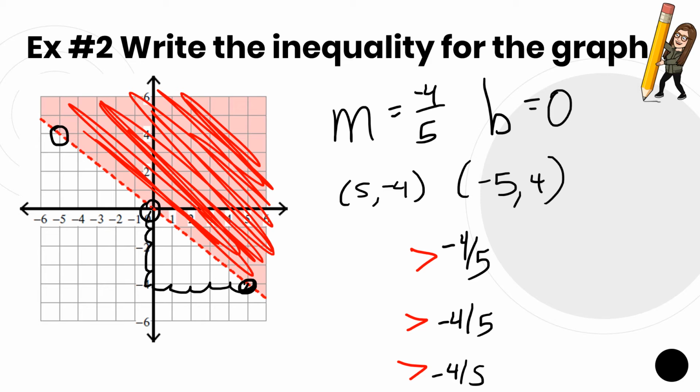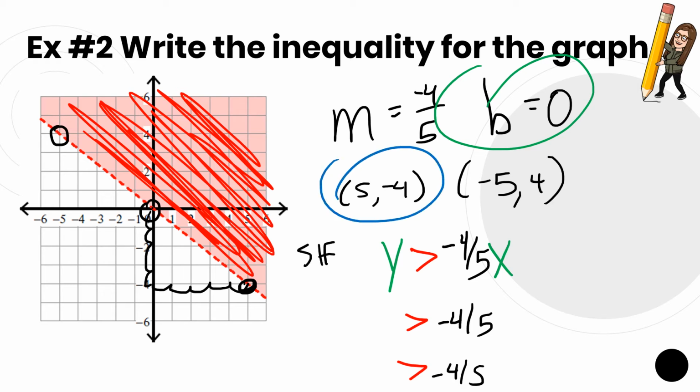So instead of equals, I put greater than. Now, if I choose the y-intercept, then it would say y is greater than -4x plus 0, but I don't need to write the plus 0. That's slope-intercept form.